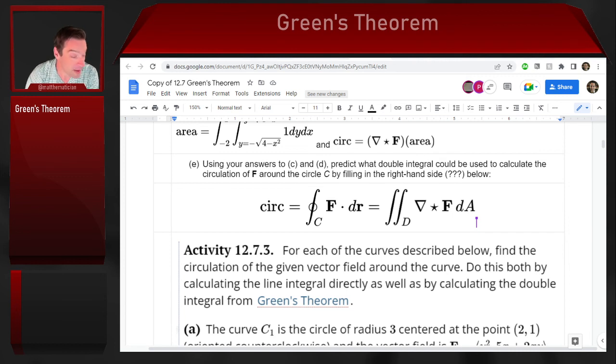So what we're going to look at next is just a quick summary that pulls together everything that we've learned so far today, and then we'll do one example where you'll get a chance to apply Green's theorem to evaluate the circulation where maybe the scalar curl is not a constant in those cases.